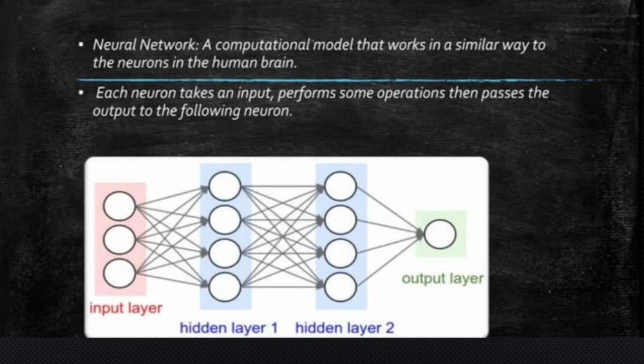A neural network is a computational model that works in a similar way to the neurons in the human brain. Each neuron takes an input, performs some operation, then passes the output to the following neuron.